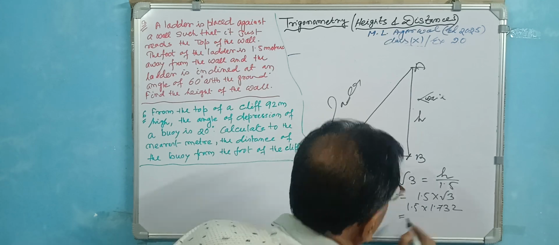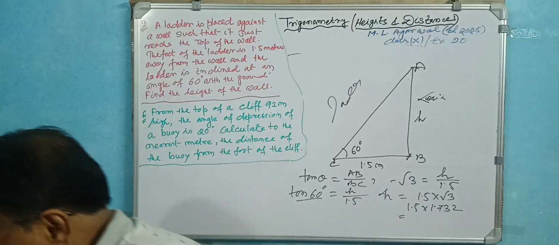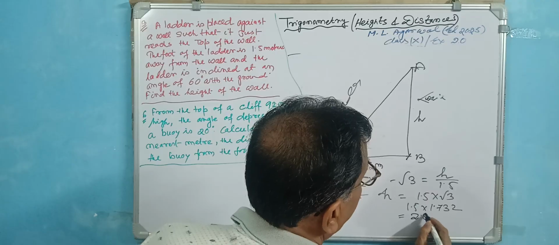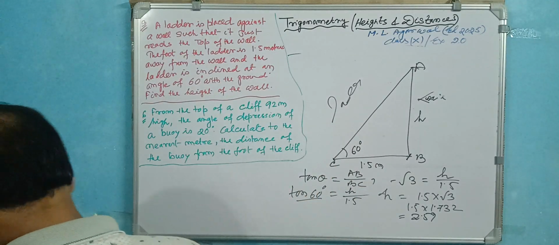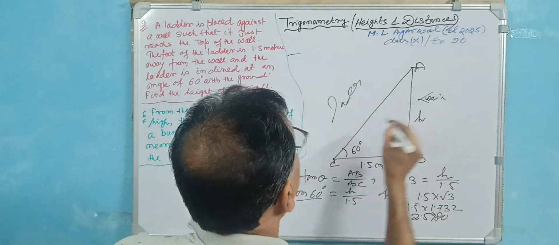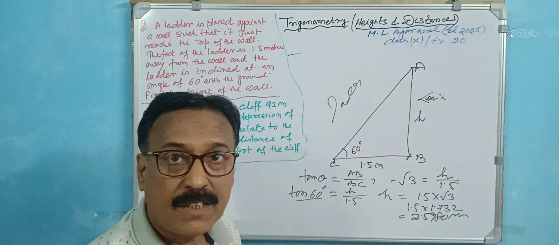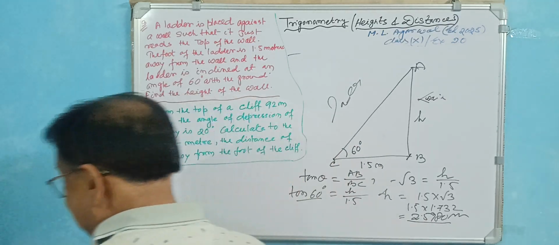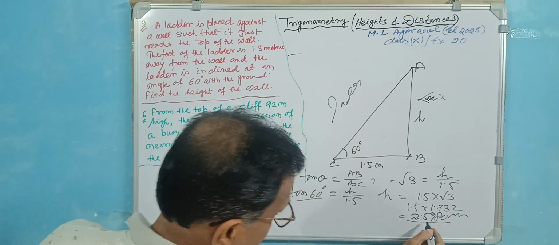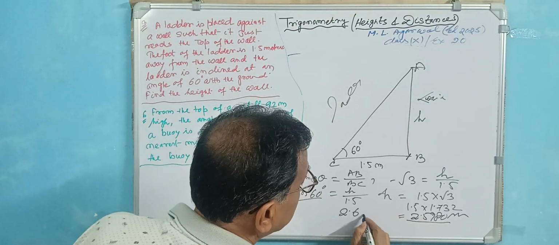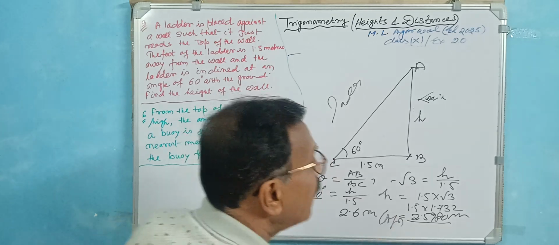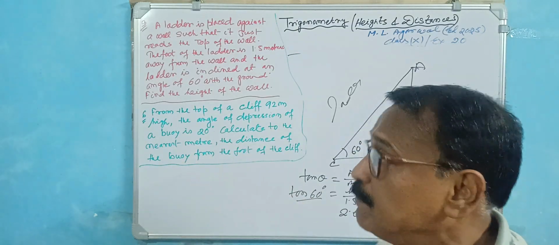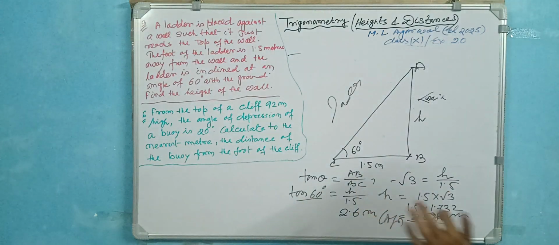1.732. So actually, this is 2.5980, and this is in meters. It's clear. If you approximate, this is 2.5 or 2.6, actually approximately 2.6 meter. This is the height of the wall. Very easy, just the concept must be clear. Find the height of the wall, 2.6 meter.